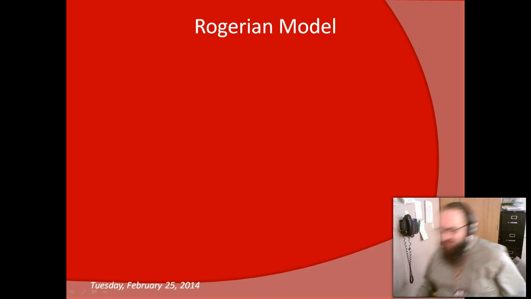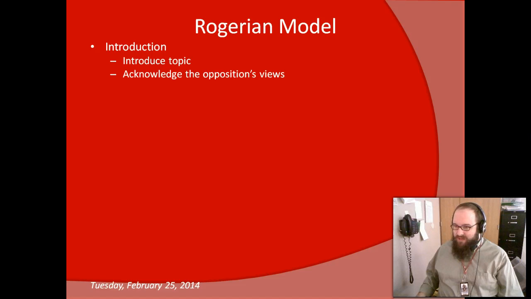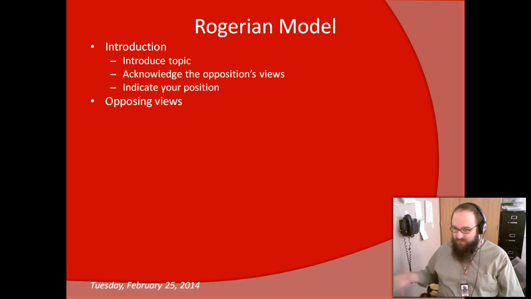Here we go. The Rogerian model, very different sort of model. The Rogerian model is more heavily focused on making concessions and acknowledging your understanding of the other side and being fair to the other side. In the Rogerian model, you begin again with an introduction that introduces your topic, but you always want to, using the Rogerian model, in your intro, go ahead and acknowledge the opposition's views, as well as, of course, indicating your position in your thesis statement. Notice how I say indicate your position. Don't fully reveal it. You leave yourself room to draw conclusions.